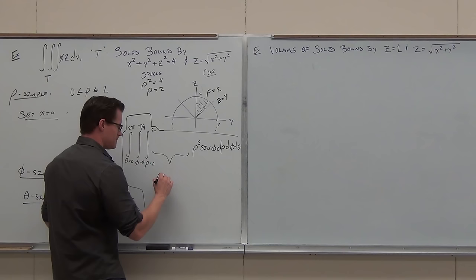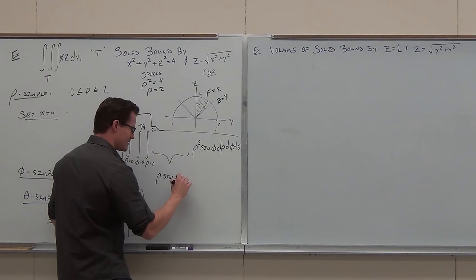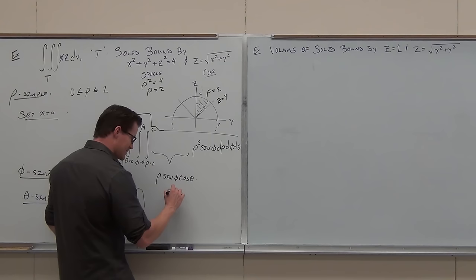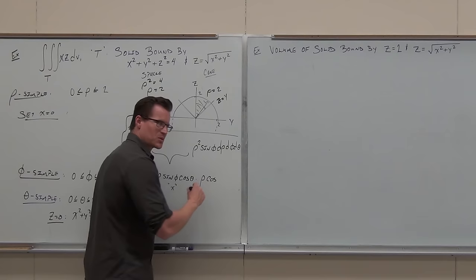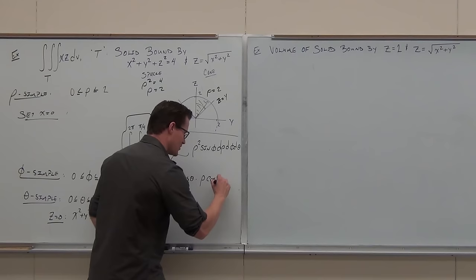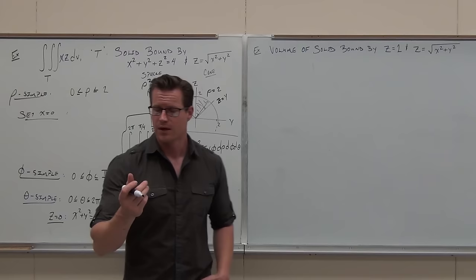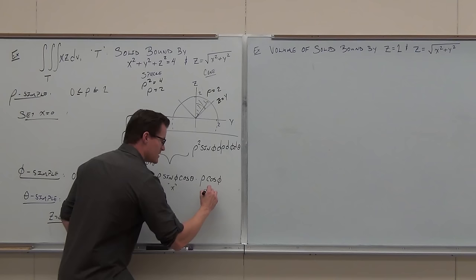Rho sine phi cosine theta. Cosine theta, very good for X. This is X. Z is rho cosine phi. Oh, that's why you were all looking at your notes. You're flipping back and forth. We're good. Keep them with you. It's fine. I'm not going to require you to memorize that. You could if you thought about how these work, but it's not necessary. This is Z, so this piece fits right there.